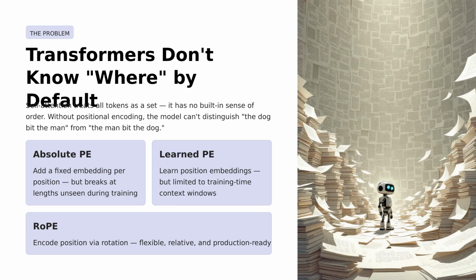Here's the core problem. Transformers don't understand word order on their own. Self-attention sees tokens more like a set. So, without positional information, "the dog bit the man" looks no different from "the man bit the dog." Absolute positional encoding adds a fixed position signal, but it struggles beyond training lengths. Learned embeddings have the same limitation. RoPE solves this more elegantly by encoding position through rotation, giving models a flexible relative sense of order.